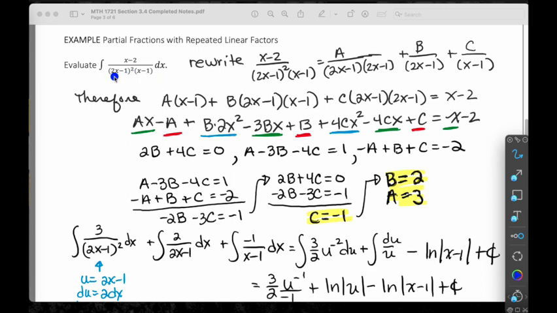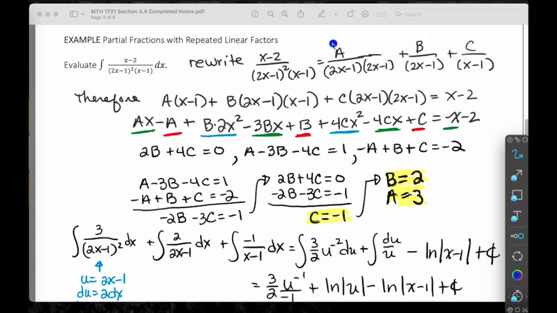So because this 2x minus 1 is squared, I'm going to have 2 fractions, one where it's squared and one where it's to the first power. So here's where it's squared, here's where it's to the first power, and then of course I can't forget this other factor here of x minus 1. And then I'm going to set it up with my a, b, and c on top.